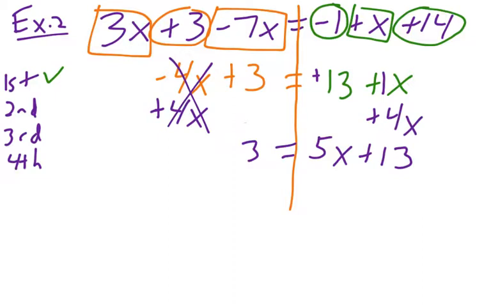Alright, so we're done with the second step. Now it just looks like a two-step equation. So we just use inverse operations. So we're doing PEMDAS in reverse. So remember how that looks.